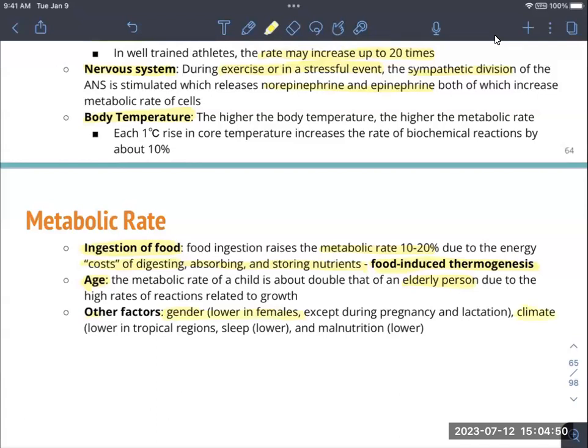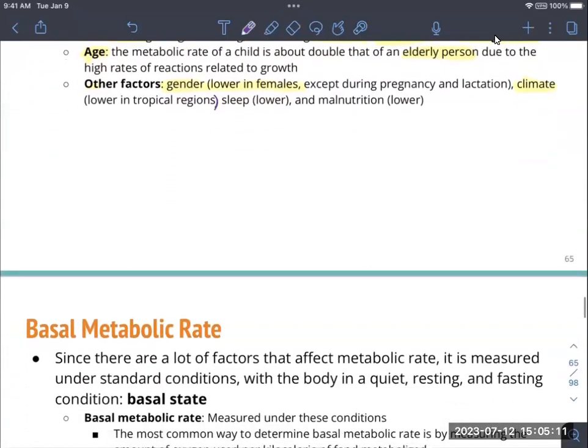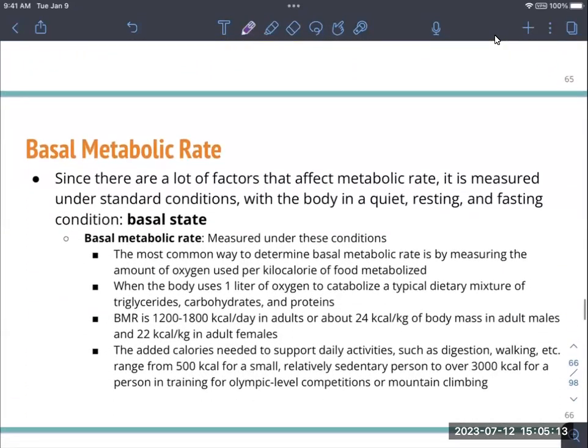Your climate. Do you live in a tropical region? Do you live in the Arctic? Your sleep. How much sleep you're getting. Malnutrition actually lowers your metabolic rate. So there are a lot of factors that are going to affect it. It gets really hard to calculate this basal metabolic rate because there are so many different factors. That is the basal state.